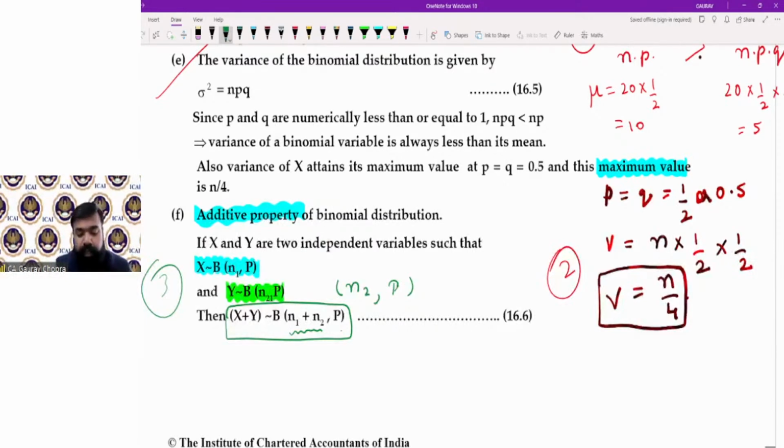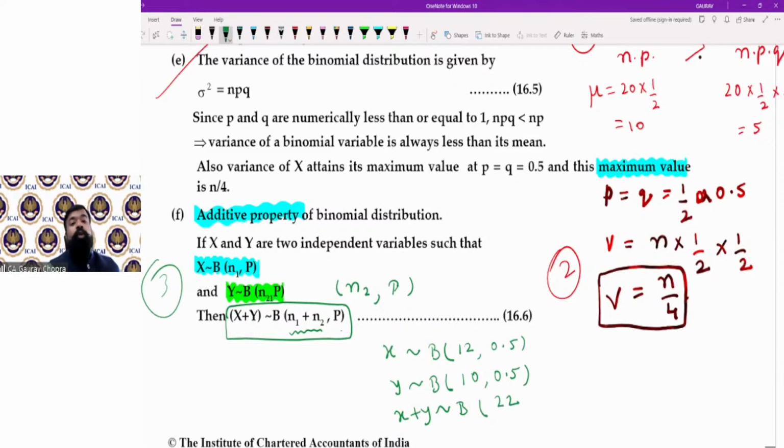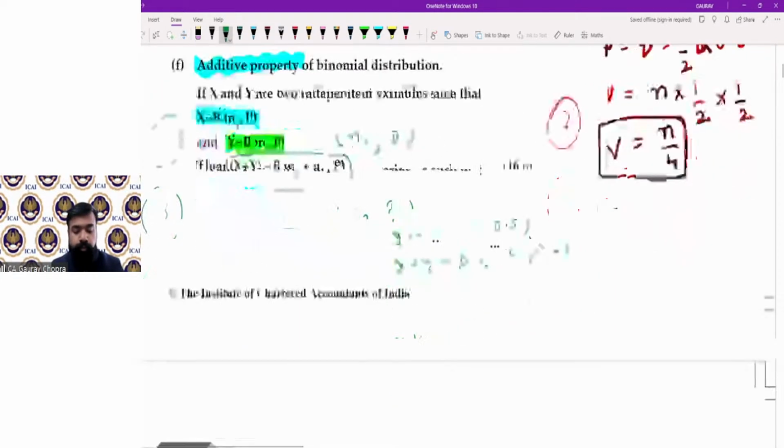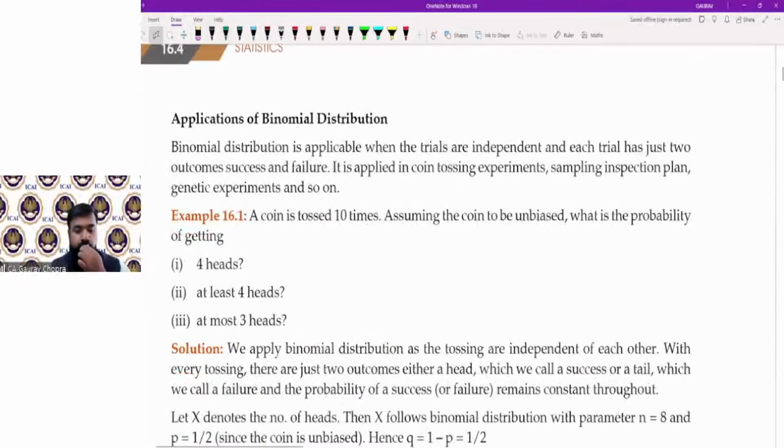So let's take the numerical example. X follows binomial distribution with n1 is 12 and p is 0.5. Similarly, y follows binomial distribution with parameter 10, 0.5. Therefore, x plus y will also follow binomial distribution with the parameter n1 plus n2, p. So 10 plus 12 becomes 22, 0.5.